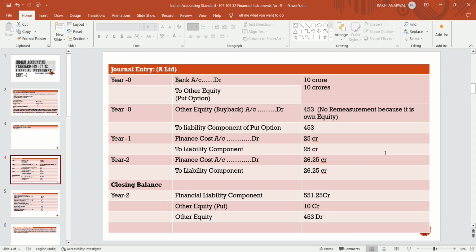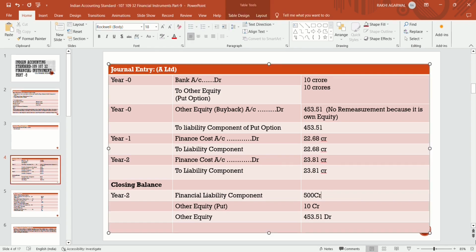No reimbursement, because it is in its own equity instrument, and what it has to pay after 2 years, it will credit. It makes a liability component of put option of rupees 453 crore, because after 2 years A Limited needs to pay 453 crores. So it will recognize the liability today. If it credits the liability, what will it debit? It will not debit any asset, nor any other liability.